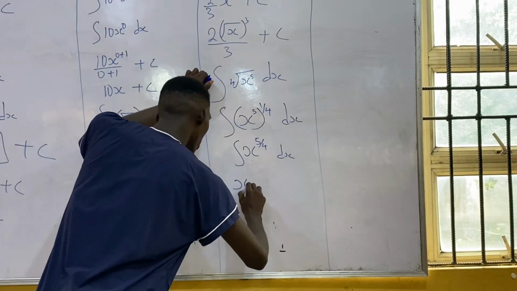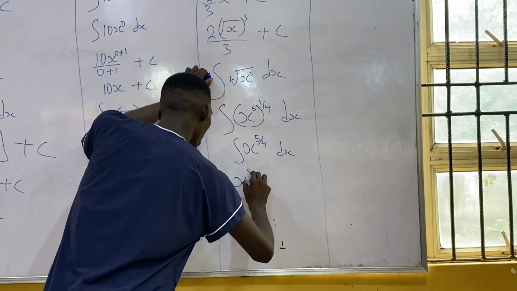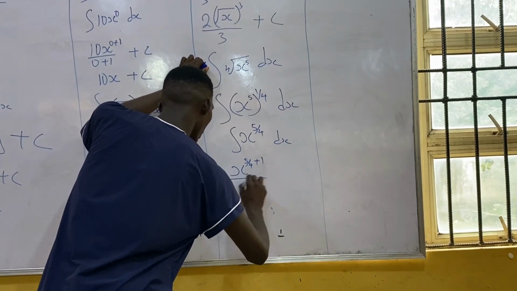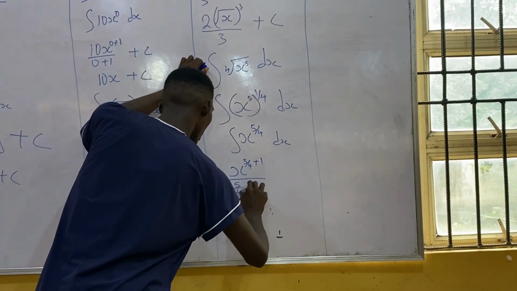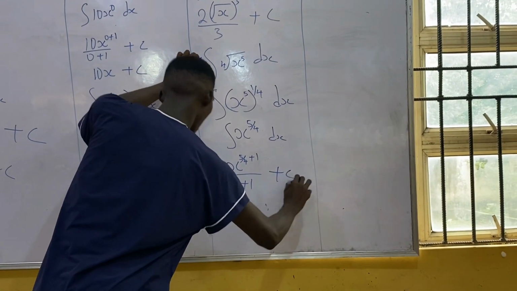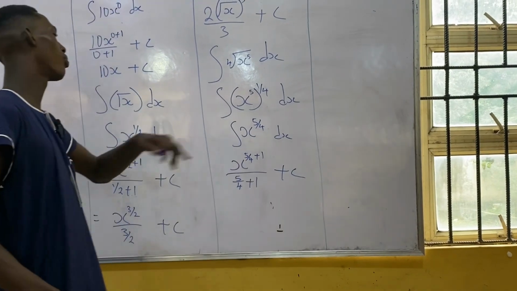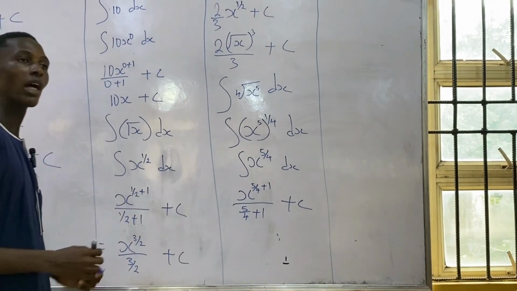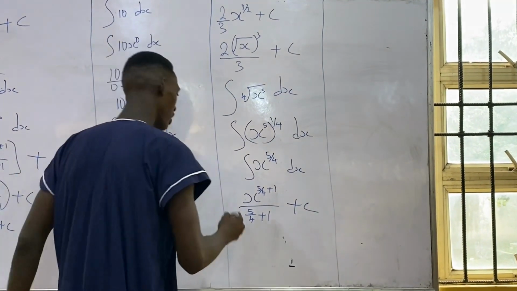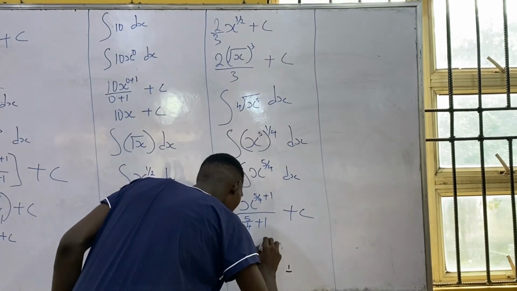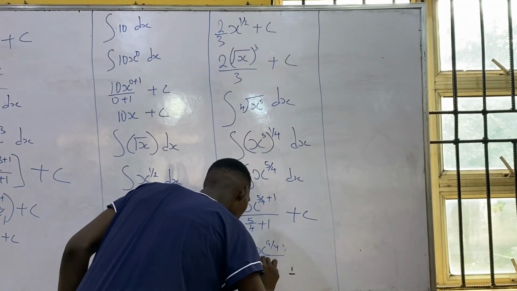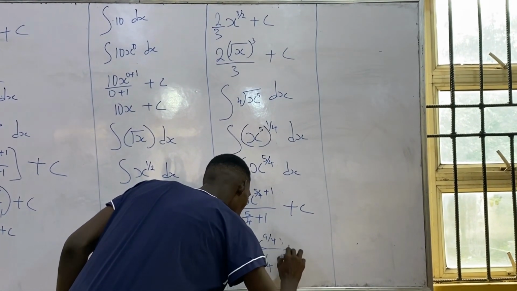This becomes x to the power of 5 over 4 plus 1 over 5 over 4 plus 1 plus our constants. Now 5 over 4 plus 1 will give us what? That will give us 9 over 4. So this will give us x to the power of 9 over 4 over 9 over 4 plus c.